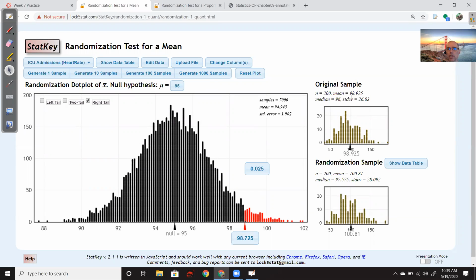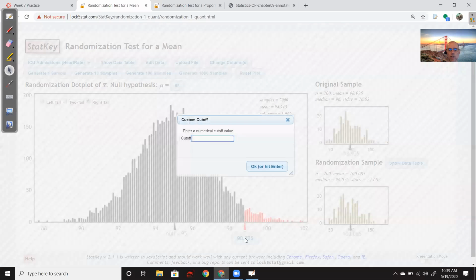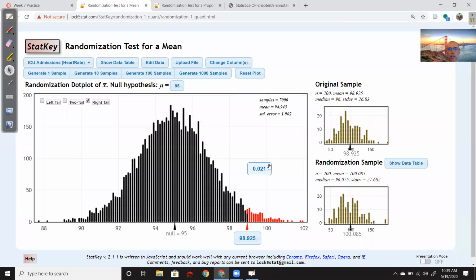And the sample said the mean was 98.925. So that's on the x-axis, 98.925. And the results will differ slightly each time because this is a randomization, like drawing cards from a deck, but we've done it thousands of times, so we should be in the ballpark of each other. So this time I get a p-value of 2.1%, which is slightly less than the 2.5%.